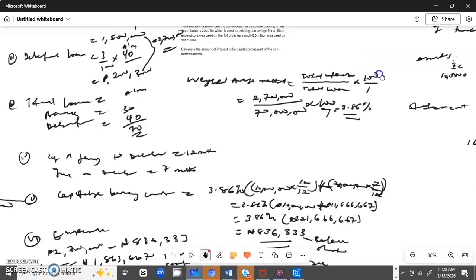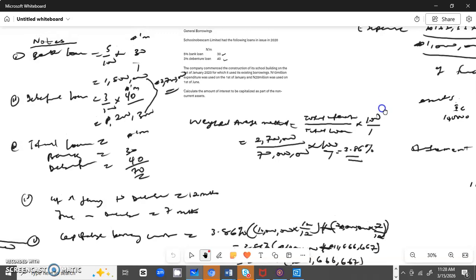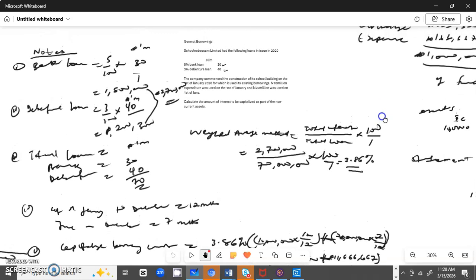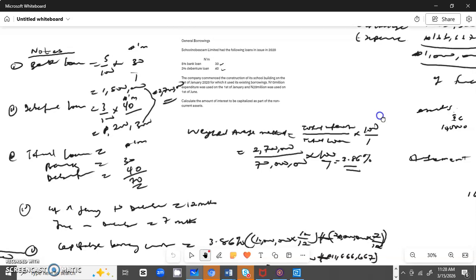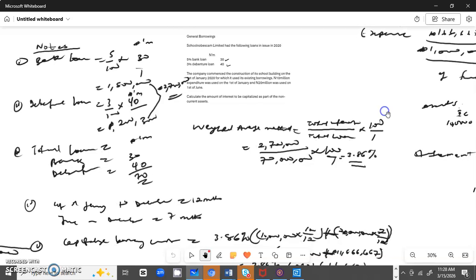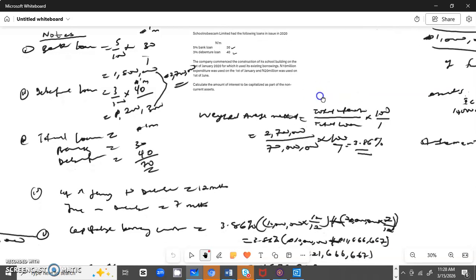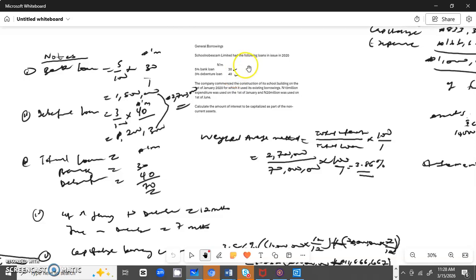Alright, so today we're going to look at the final part of borrowing cost according to IAS 23. In the previous video, we were able to calculate the capitalized borrowing cost, and also we're able to express the borrowing cost.